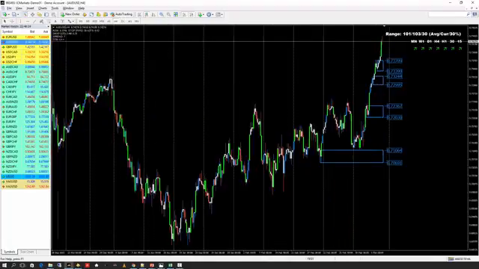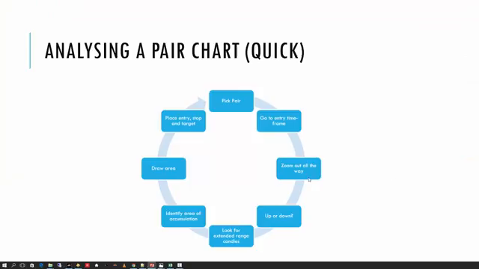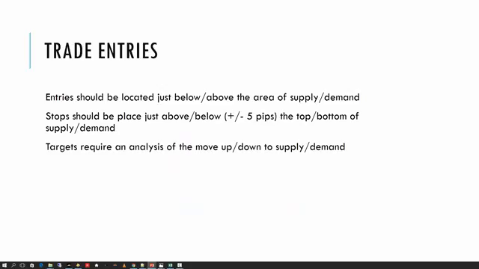Okay, good. So that was the quick analysis there. What about trade entries? Where would we put our entry, our stops, and our targets? Well, let's have a look at that.